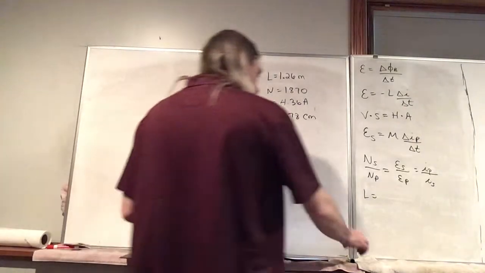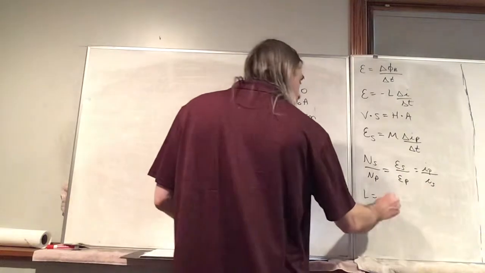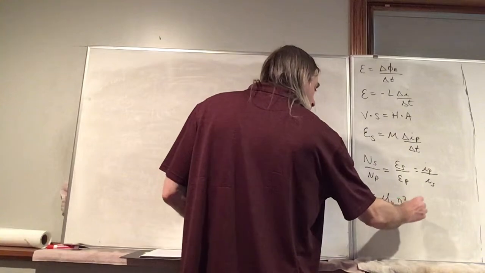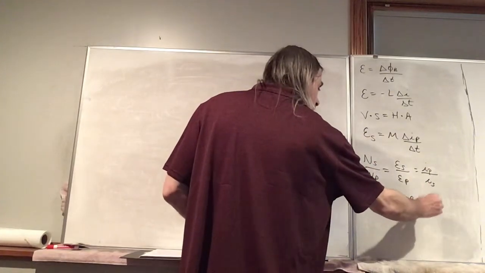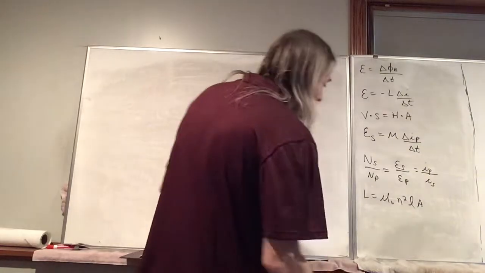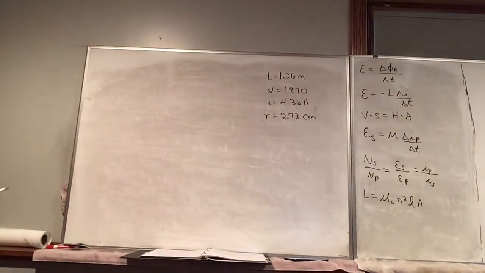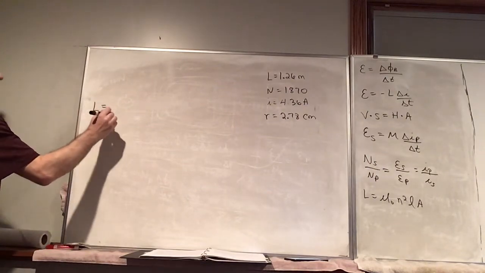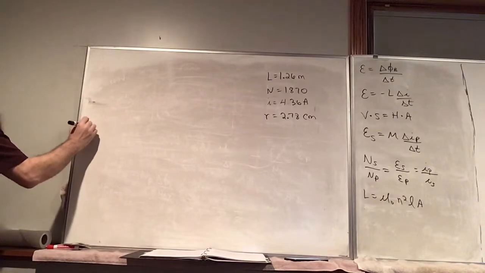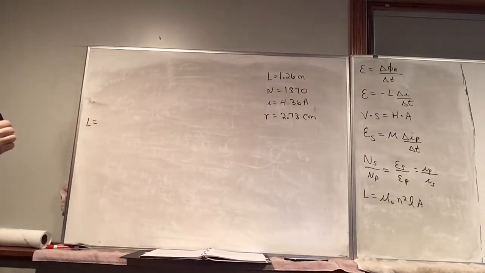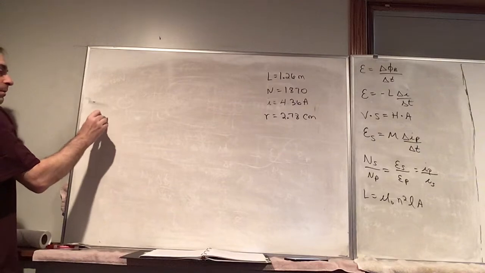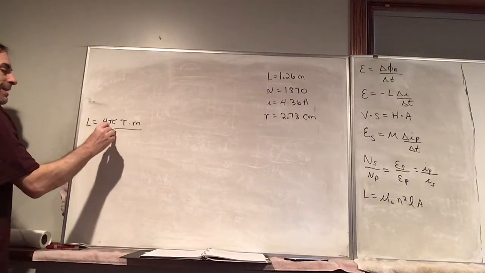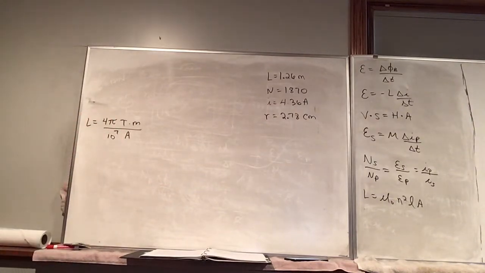Yeah, so the inductance in a solenoid is mu naught little n squared L A. So that's the inductance in a solenoid. Let's calculate this. So mu naught, I'm going to write that as 4 pi times 10 to the minus 7 Tesla meters per amp.